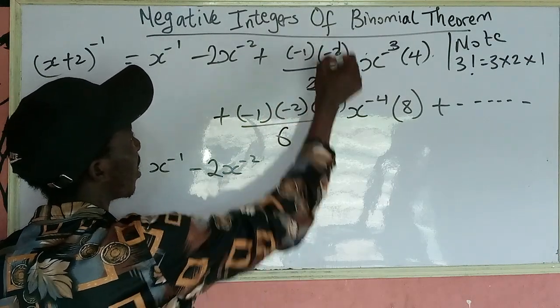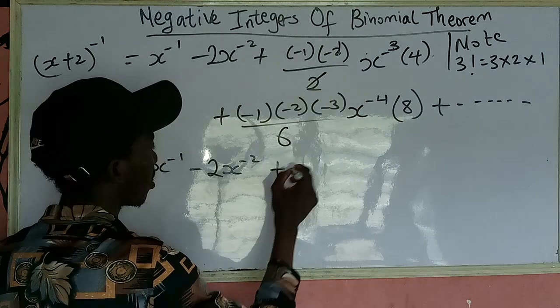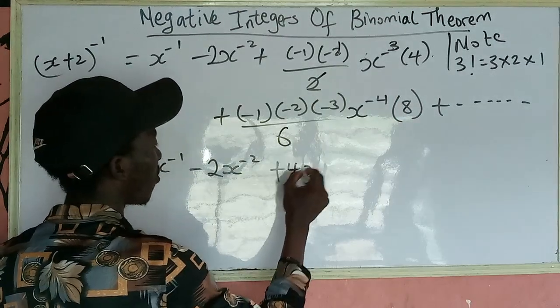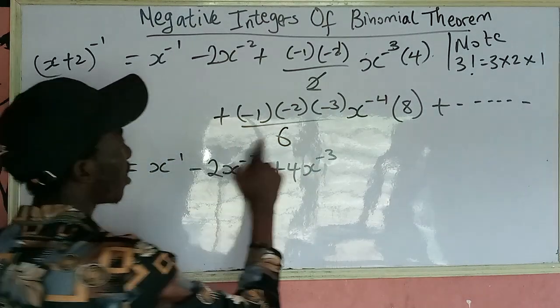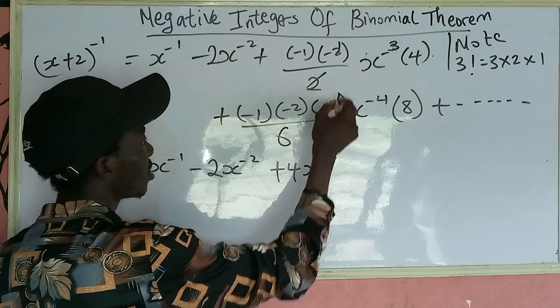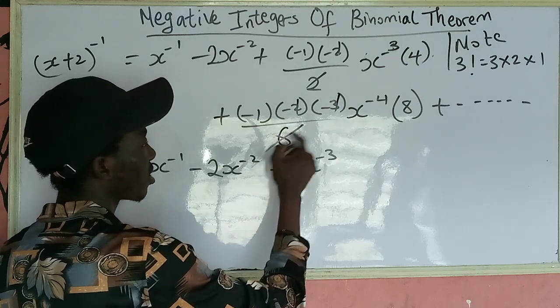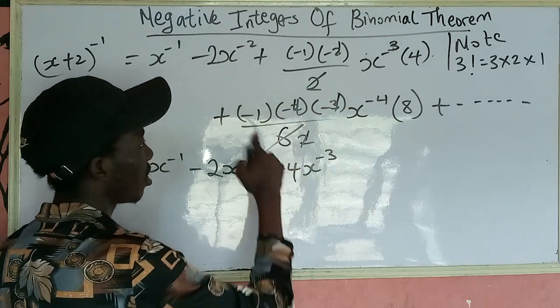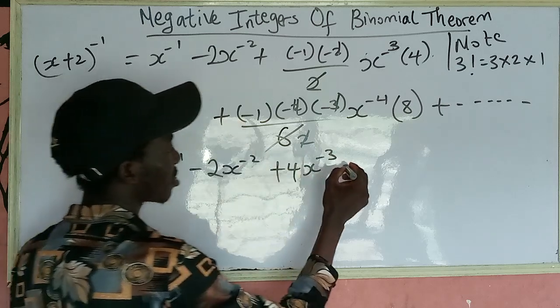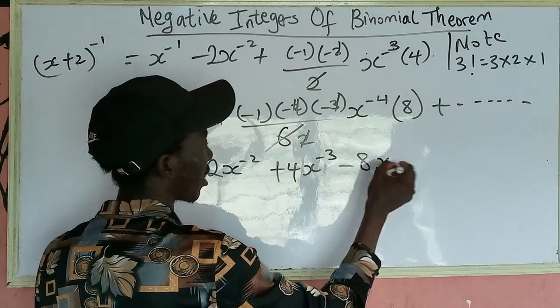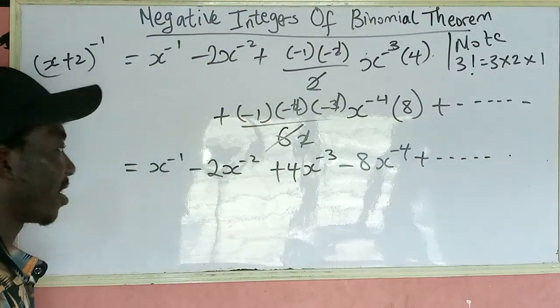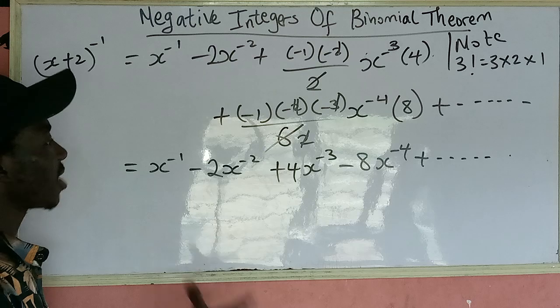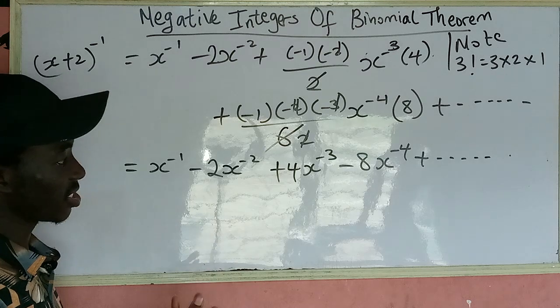Okay, this cancels this. So you have a plus here. You have a 4 here. So you have a 4 x to the power minus 3. Can you see that? And this 3 and 2 cancel this. And you have a 1, but you have a minus left. And you have an 8 x to the power minus 4. And that goes on forever. So you can see that this has a particular pattern.